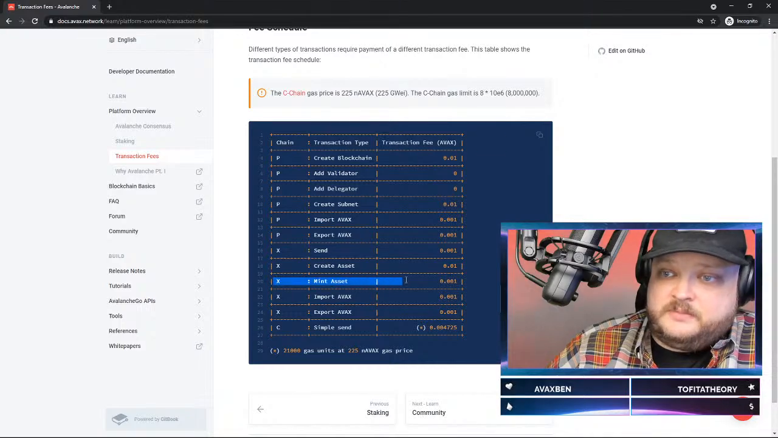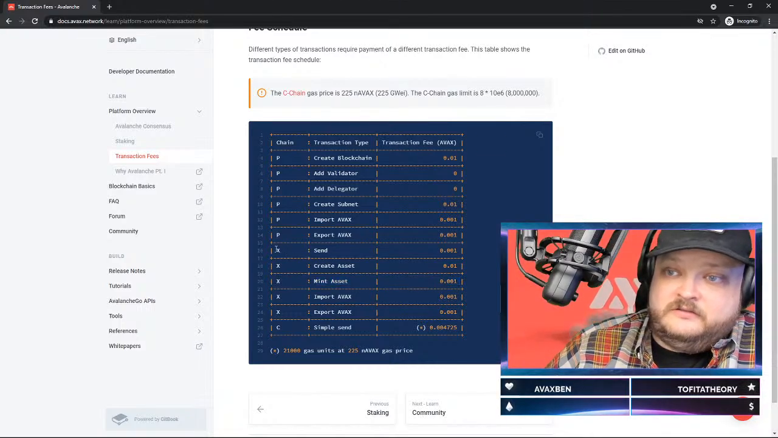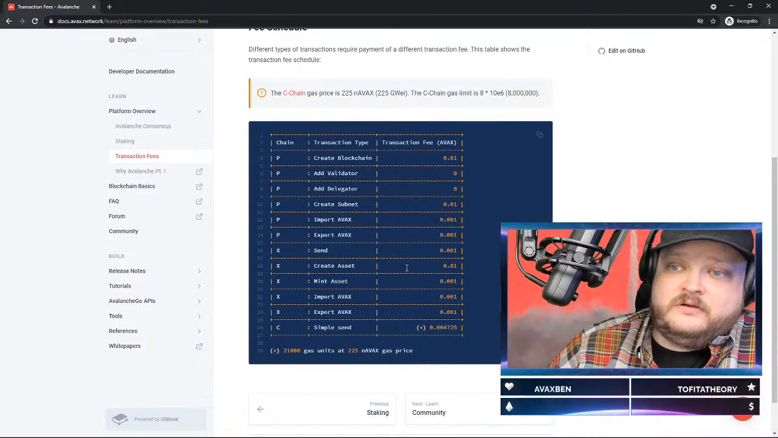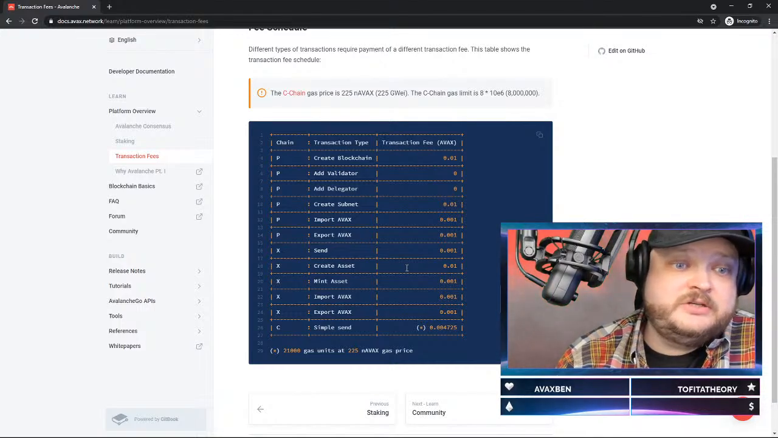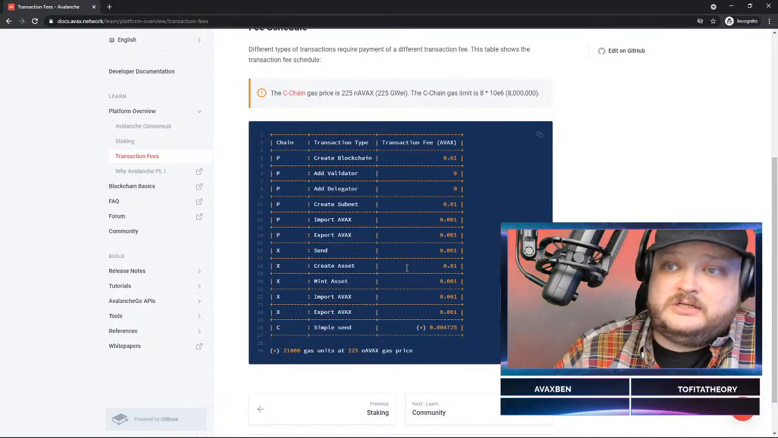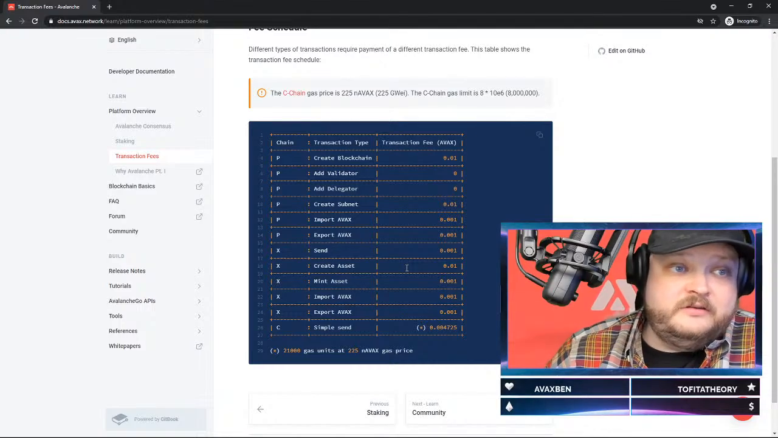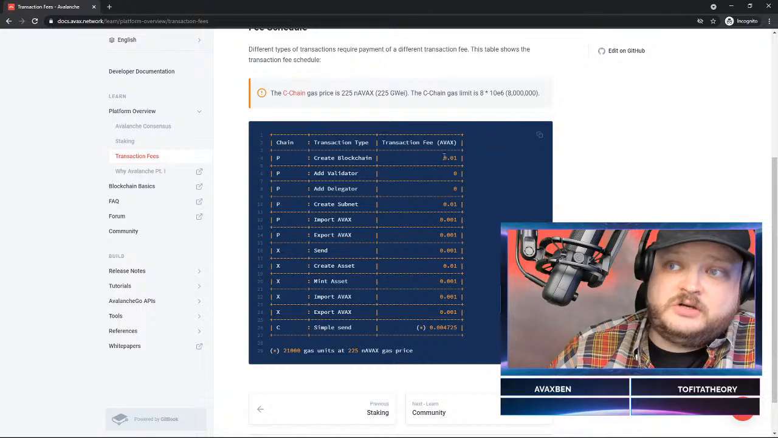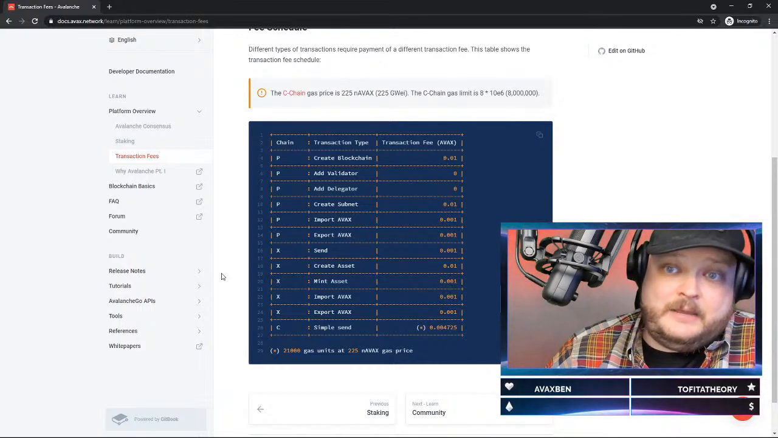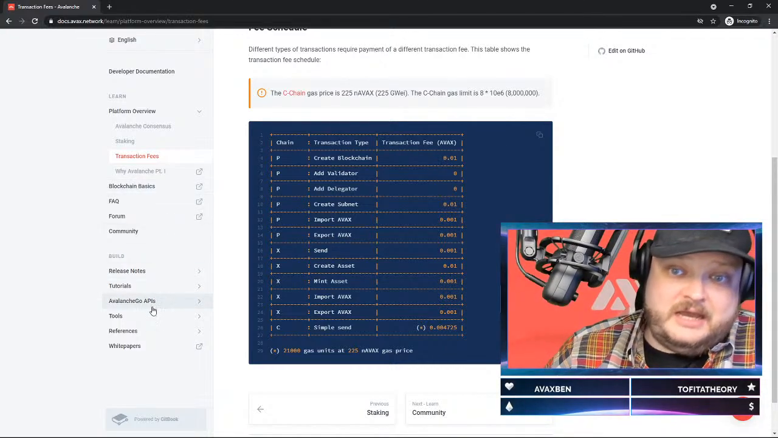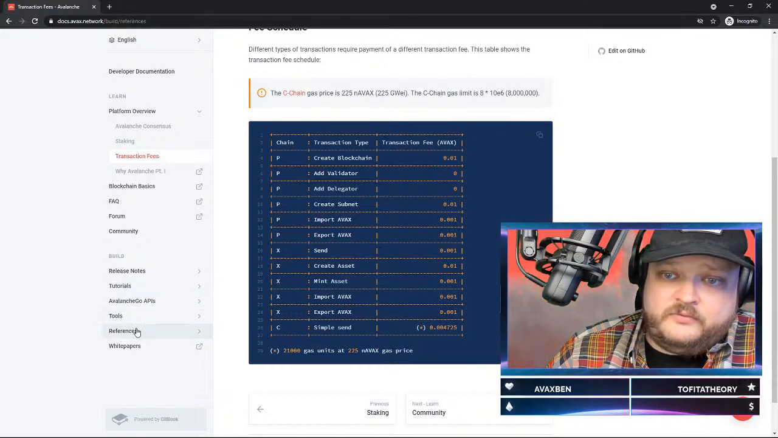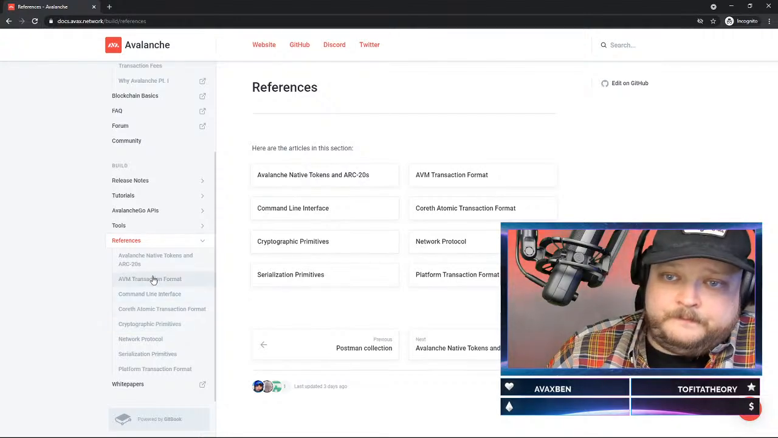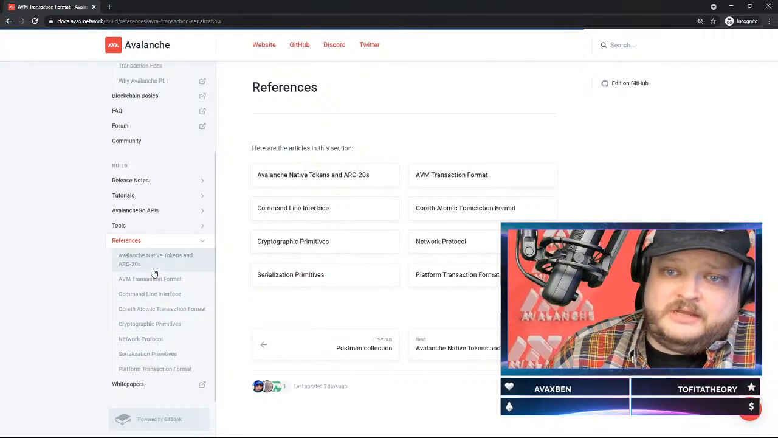Other transaction types talk about minting assets, sending assets. These are all the basic operations you need when you build transactions. And these transaction types are all associated with a fee. So the fee structure is attached to a transaction type. So what is a transaction type? Let's go over a bit of the reference, I believe. And you could get into the AVM transaction format.